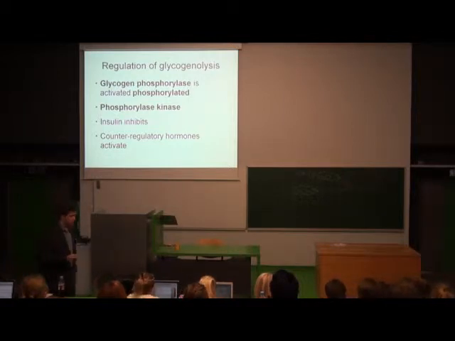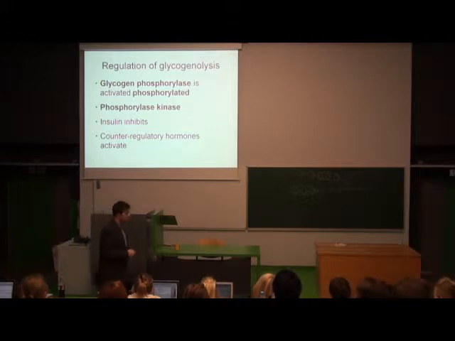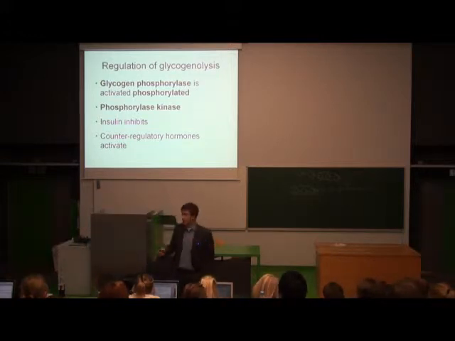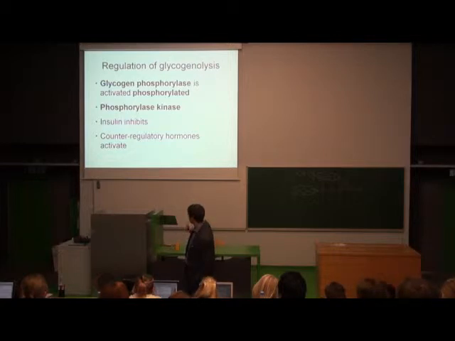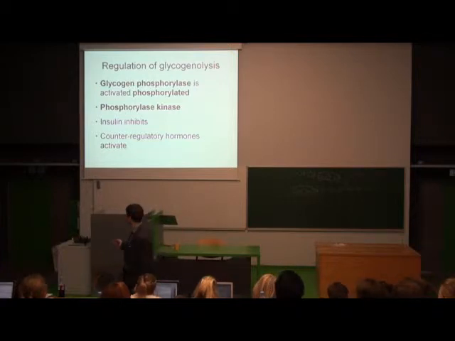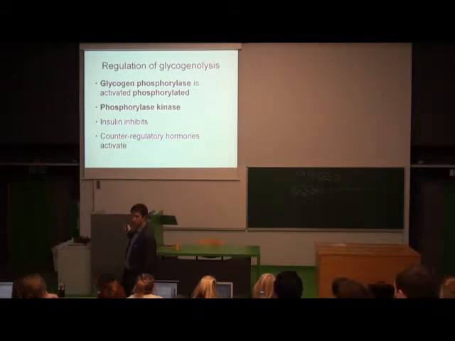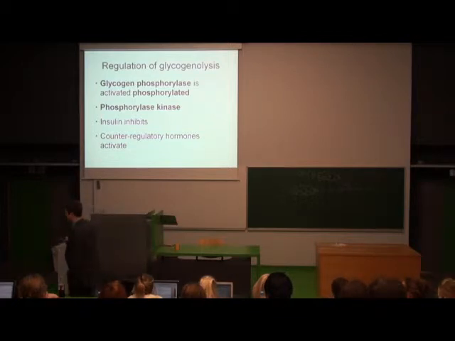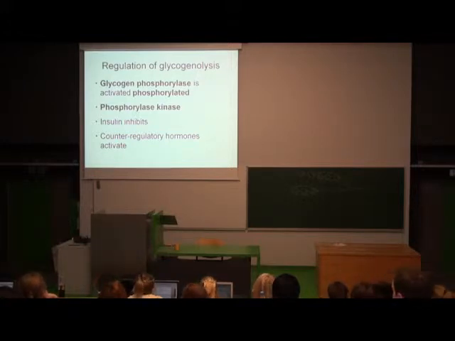In the books, you will read that these hormones cannot do it directly, that they need one enzyme before, and the enzyme is called phosphorylase kinase. This kinase does the phosphorylation of glycogen phosphorylase. Glycogen synthase can be directly modulated by these hormones. Here you need one step in between. So phosphorylase kinase is the enzyme that catalyzes the phosphorylation of glycogen phosphorylase.